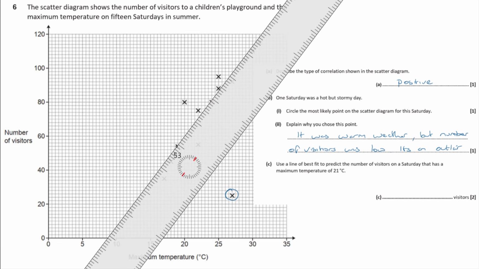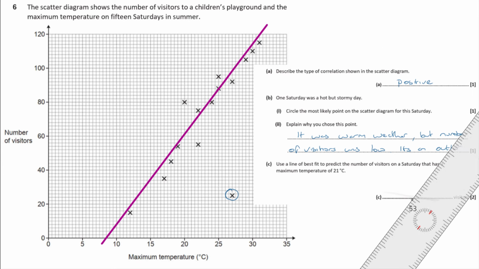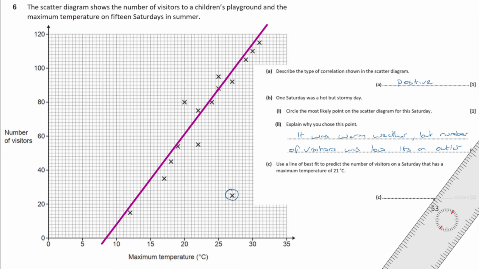Now it doesn't have to be exactly the same as mine when you're drawing yours. Okay, just kind of there or thereabouts. It's not an exact science. Yeah, so I've done mine like that.